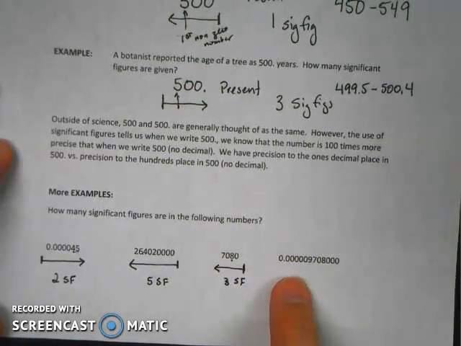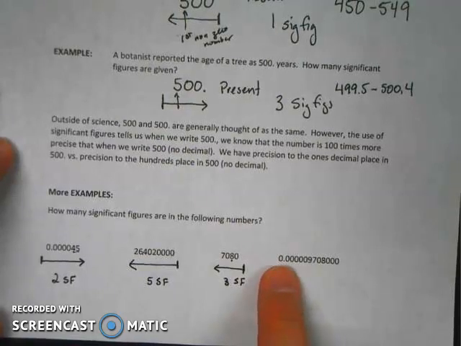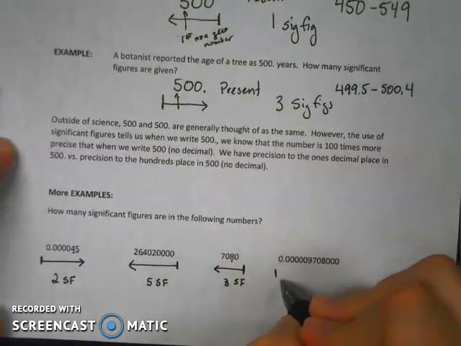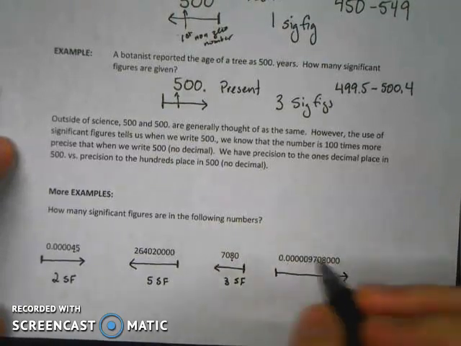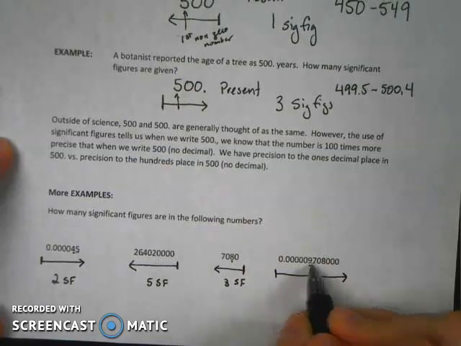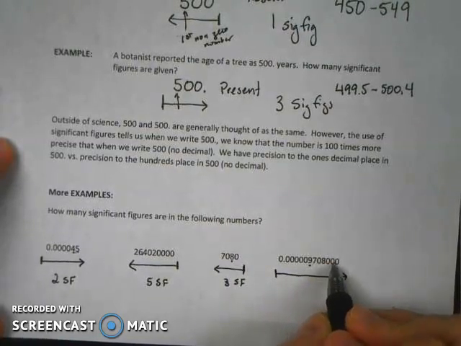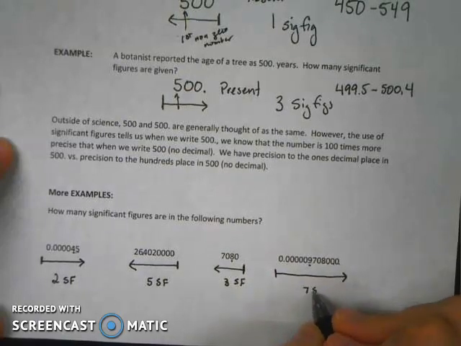In our last example here, we have a decimal. So the decimal is present, so we start from the left and we go this way. The first non-zero number we come to is this 9, and then we count everything after it. So 1, 2, 3, 4, 5, 6, 7 significant figures.